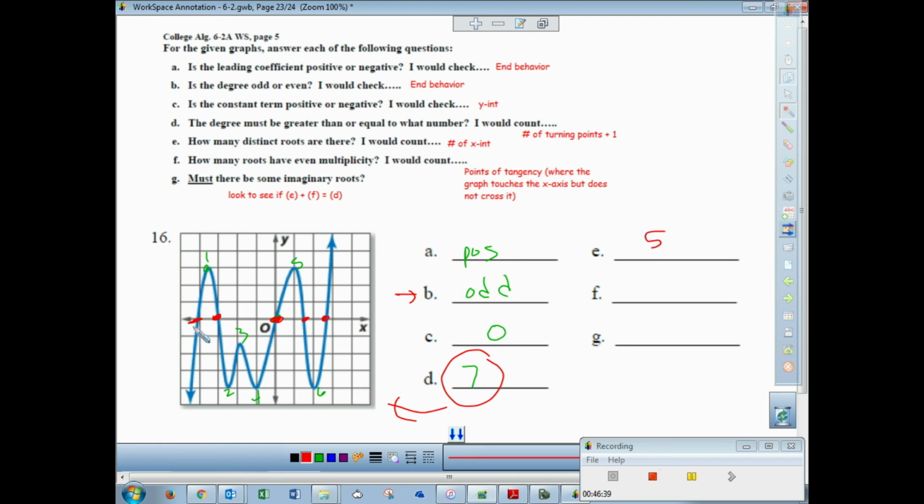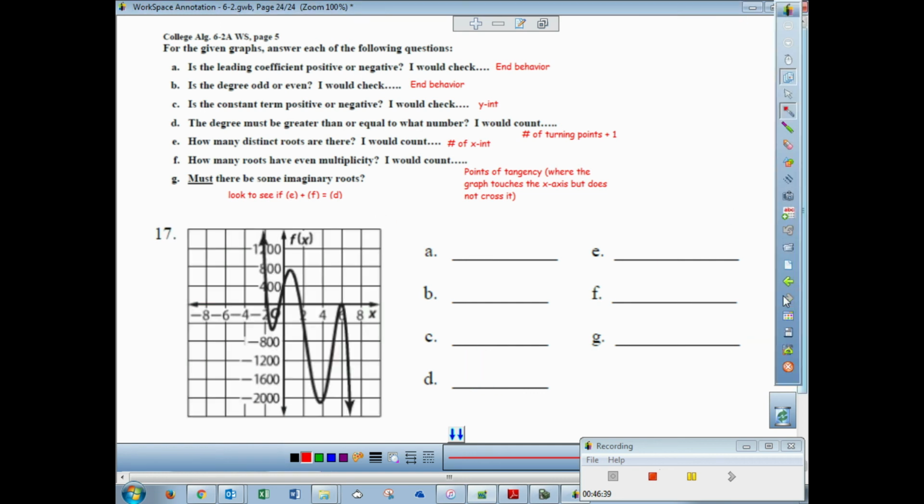5 roots that you see. Do you see any points of tangency? Are any of those at a point of tangency? Nope. So must there be imaginary answers? Yes. And they're somewhere in this crazy zone right here. That thing wigged out on us. Yeah. Uno más.